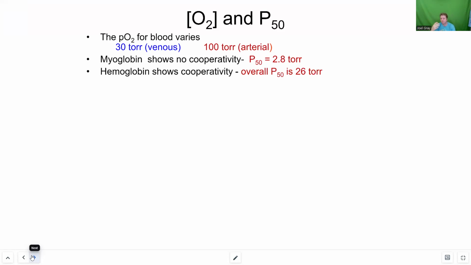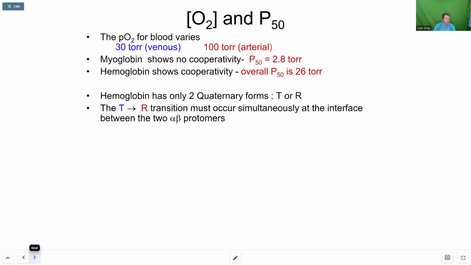Hemoglobin shows cooperativity. Specifically, it shows positive cooperativity. And the overall P50 for hemoglobin is approximately 26 torr. Now, hemoglobin has only two quaternary forms, the T state and the R state. Our T state being our deoxygenated and inactive form, whereas our R state is our oxygenated and active form. Now, that T to R transition must occur simultaneously at the interface of the two alpha beta dimers, so the dimer of the dimers.